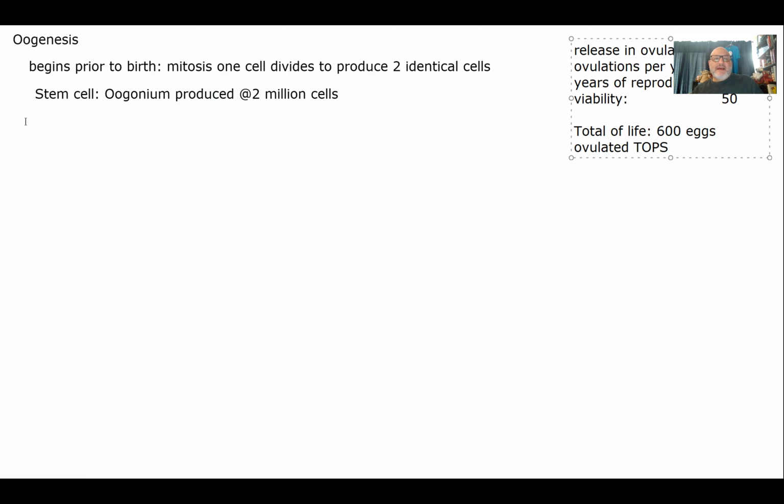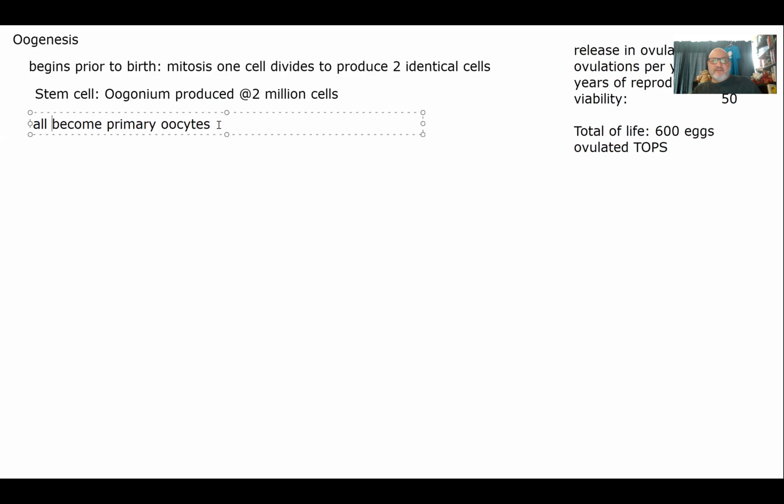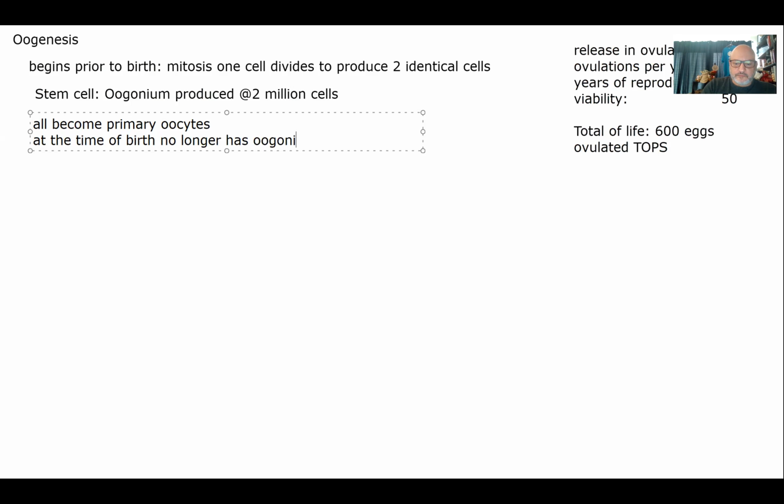These oogonium that divide to produce new cells, they basically become primary oocytes. And they all become primary oocytes. What this means is at the time of birth, the female no longer has stem cells. So a female is born with all of the eggs she is ever going to have for her entire life.